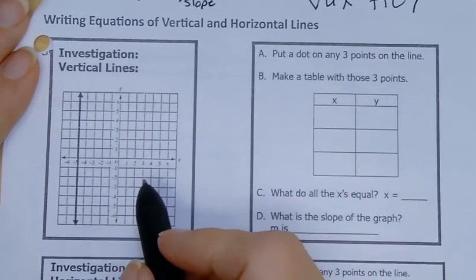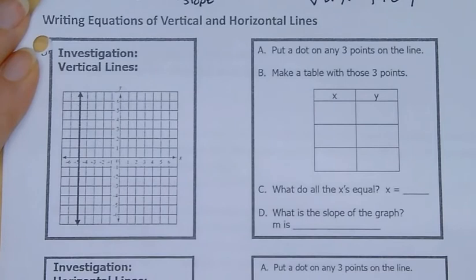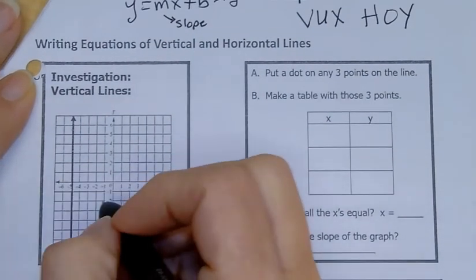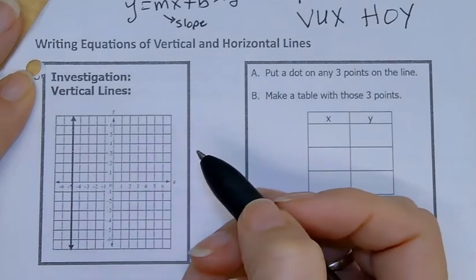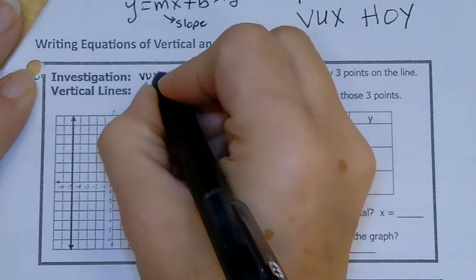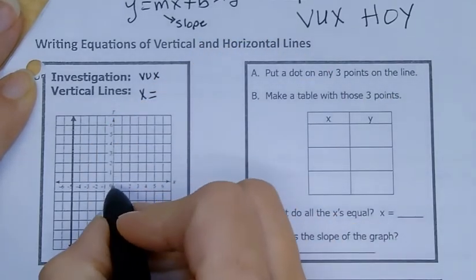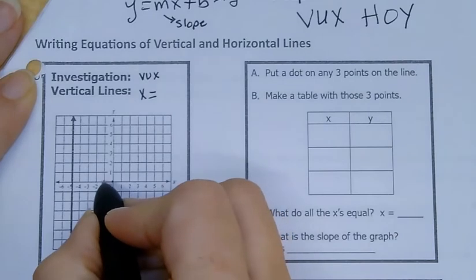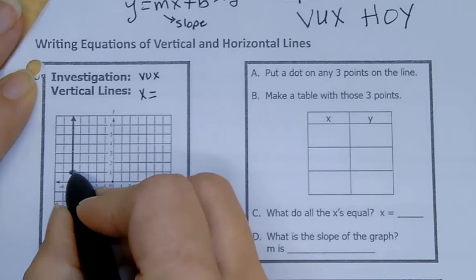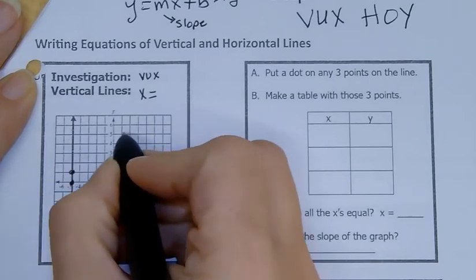Okay, first of all, is this one vertical or horizontal? This one's vertical, straight up and down, right? So I'll keep VUX HOY in view there. If I want to write the equation of this line, it's a vertical line, so I know I'm thinking VUX, so I know that x is going to equal some number. Well, let's look. If this is my origin, negative 1, 2, 3, 4, 5, x equals negative 5 here and here, right? This is negative 5, 0, negative 5, 1, negative 5, 5.